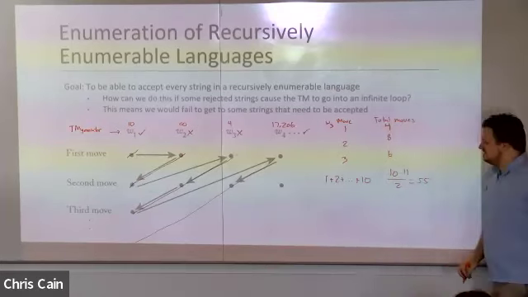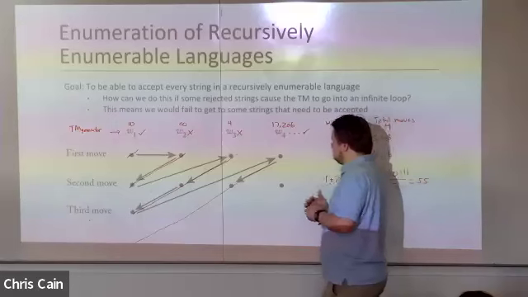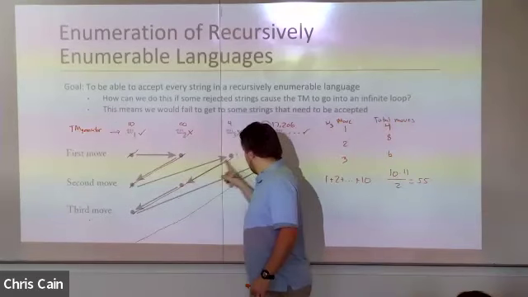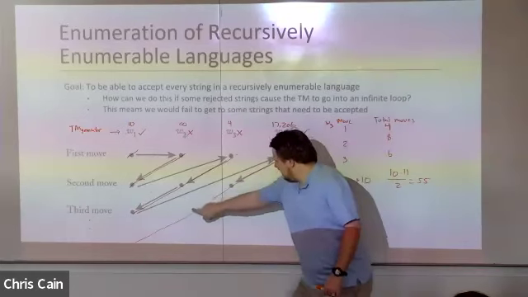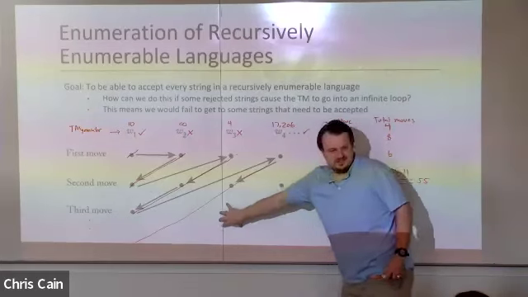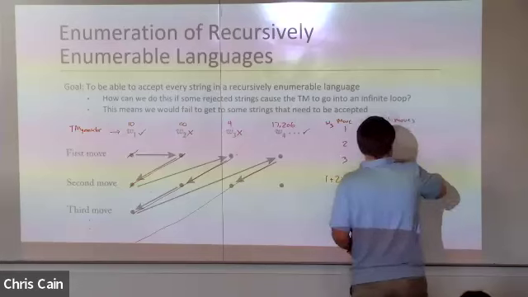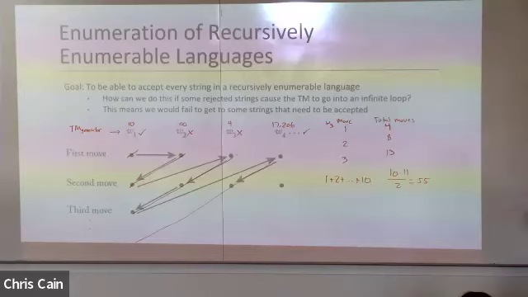How about the third move? Twelve. We have 1, 2, 3, 4, 5, 6, 7, 8, 9, 10, 11, 12, 13. Do we see a pattern starting to emerge? Can we abstract this idea into some kind of pattern?